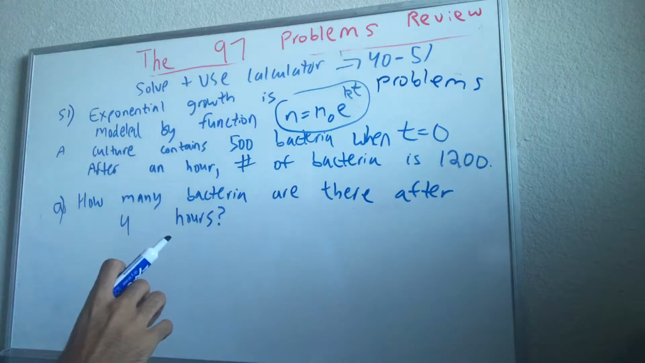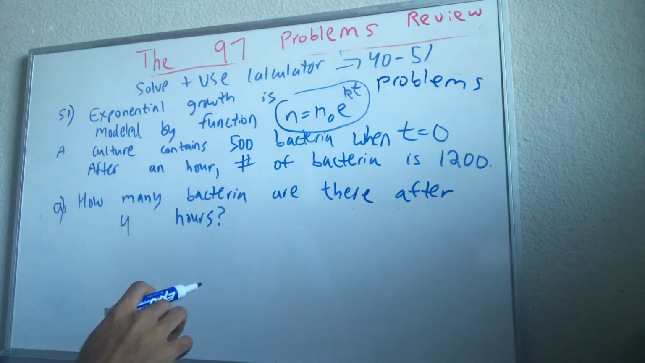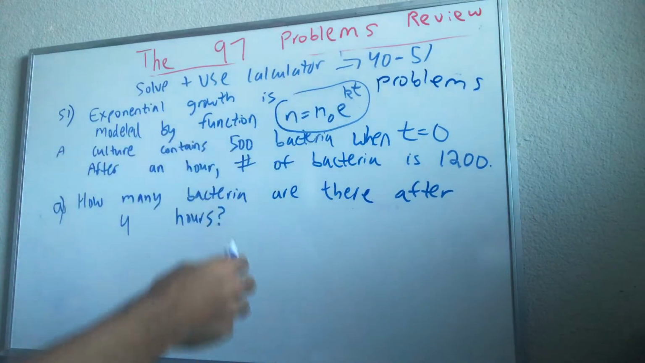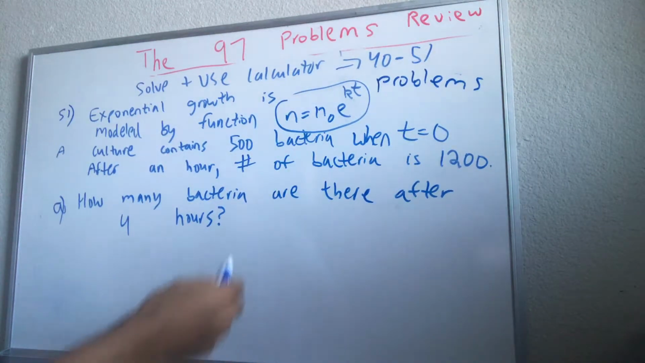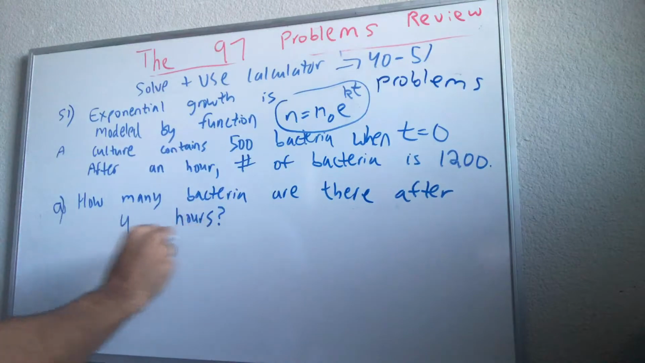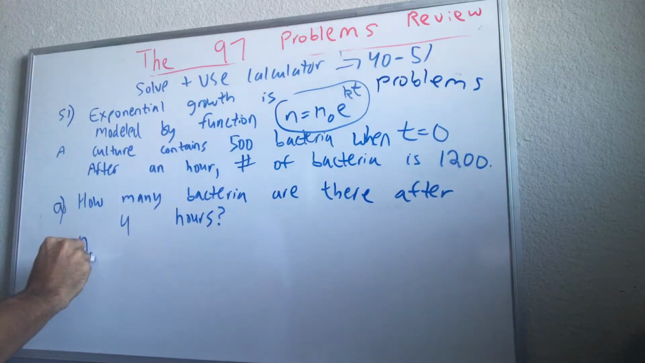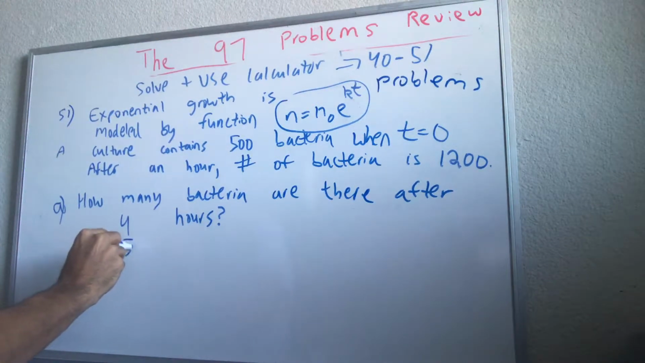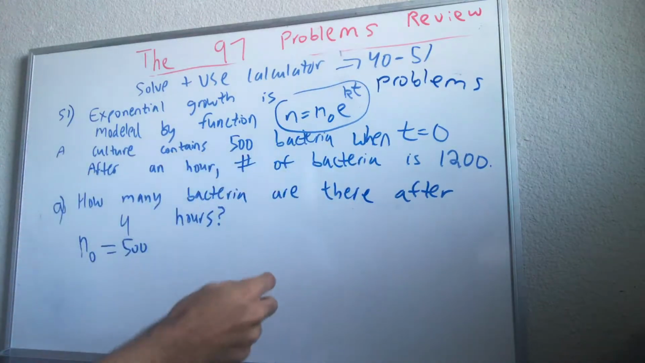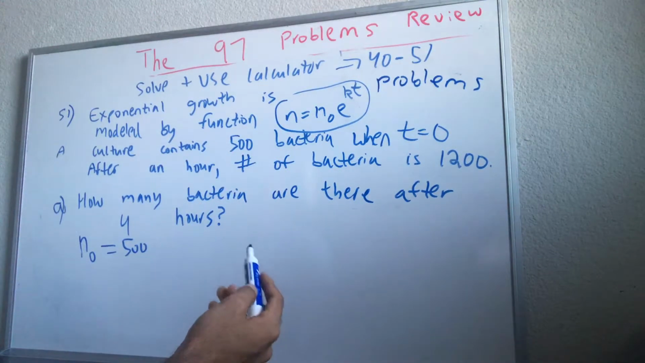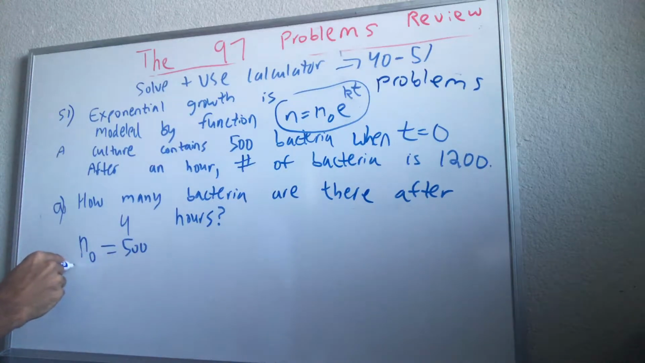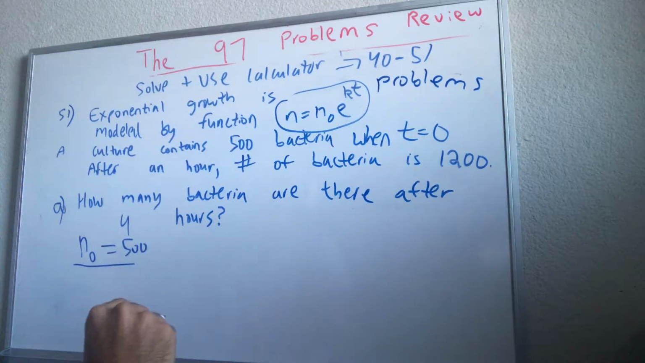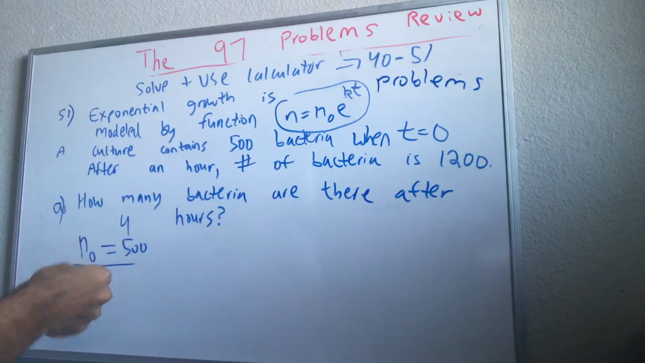So if we know that t is equal to 0, then e to the power of 0 is just 1. And so we know that n naught over here must equal 500, because when t is equal to 0, e to the power of 0 is 1. Therefore, 500 must equal n naught over here. So that's pretty obvious, and we know this.